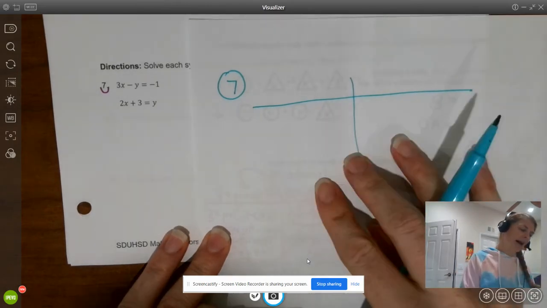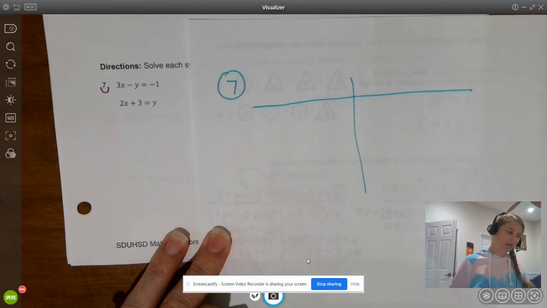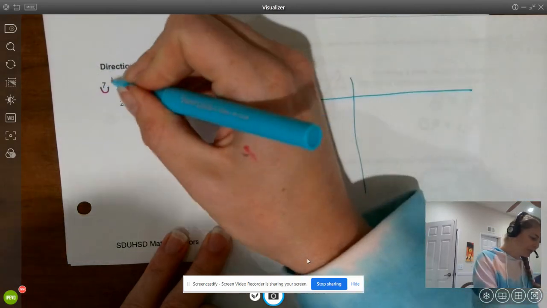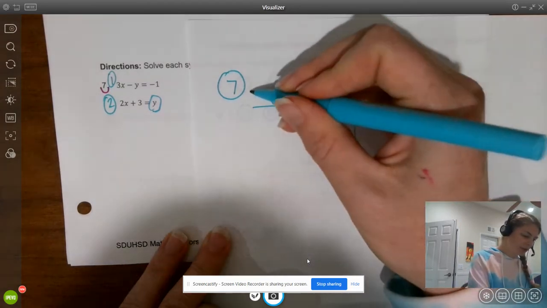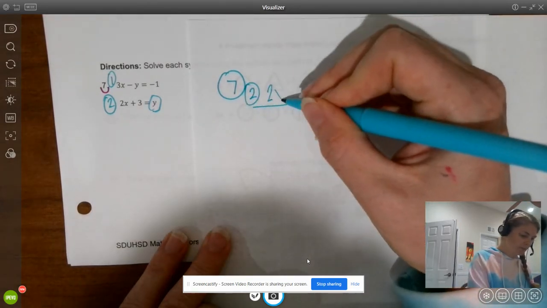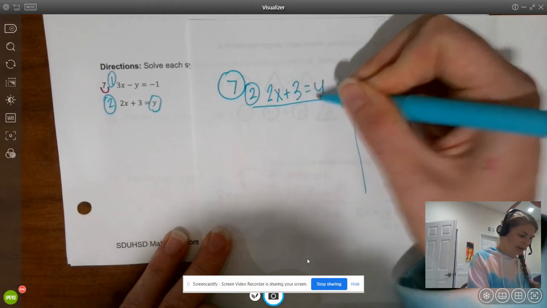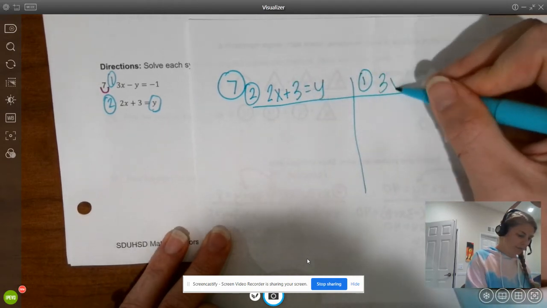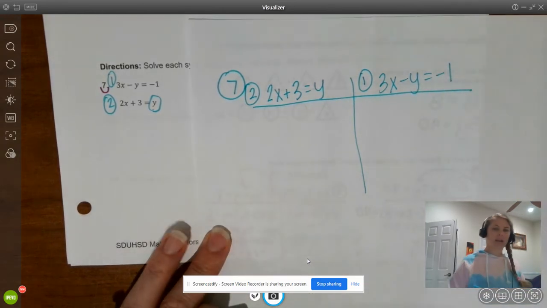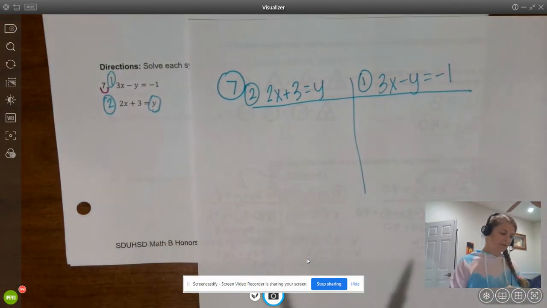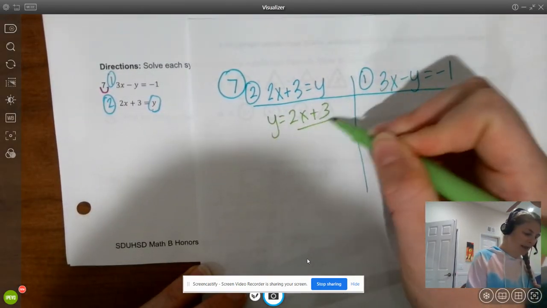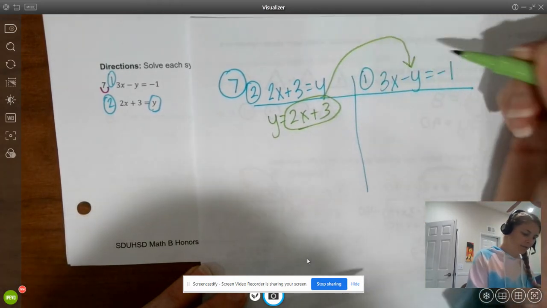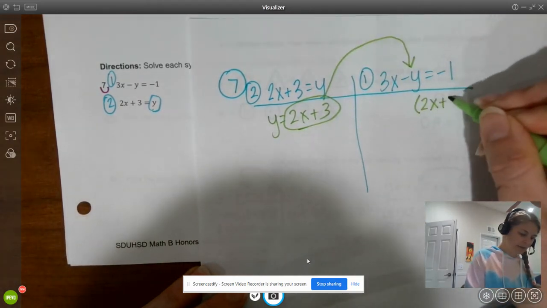So I'm just going to use the back of my paper on number 4 so I can show all my work. So I'll label these as 1 and 2, and I notice that y is already isolated in equation 2, so I'm going to write equation 2 first. 2x plus 3 equals y, and equation 1 on this side, 3x minus y equals negative 1. Notice I'm taking the least steps to be most efficient in my process. So from here, I know that y is equal to 2x plus 3. I'm going to substitute that in for y over here. 2x plus 3.